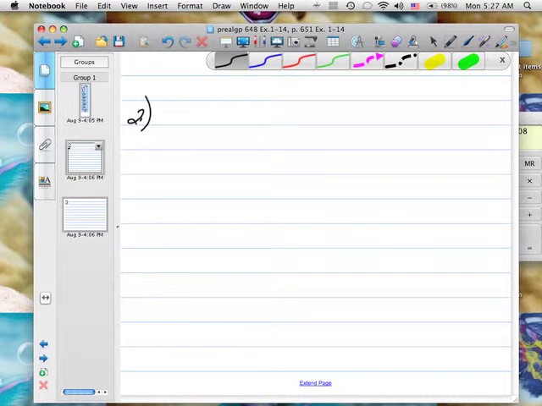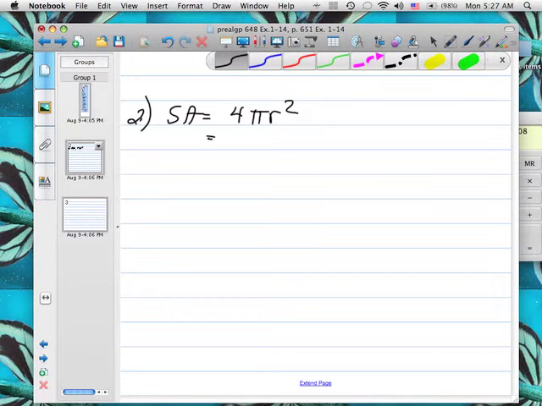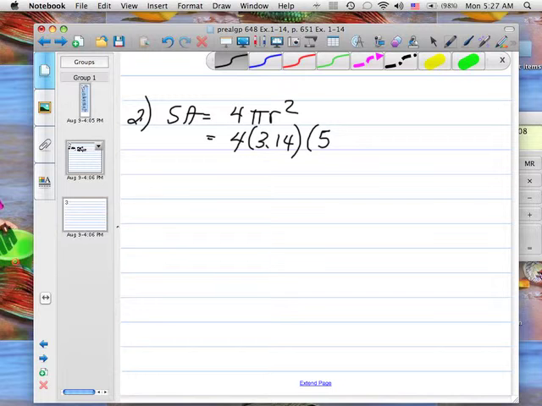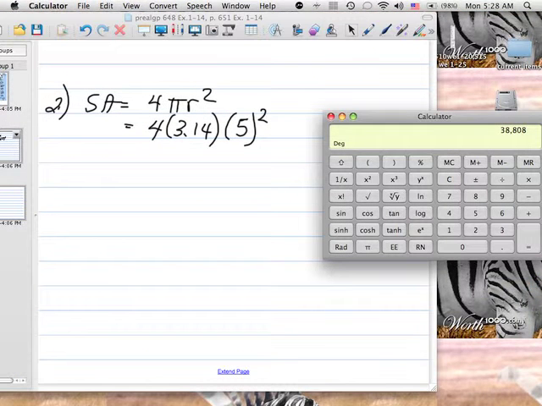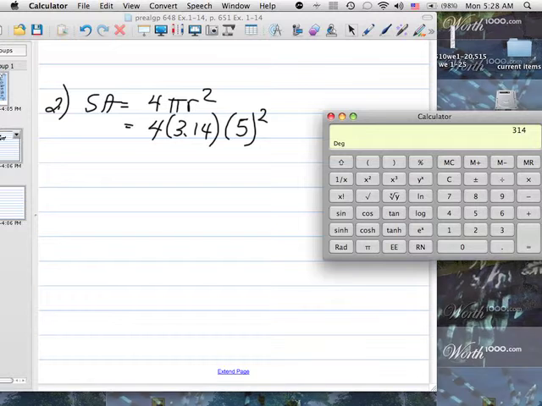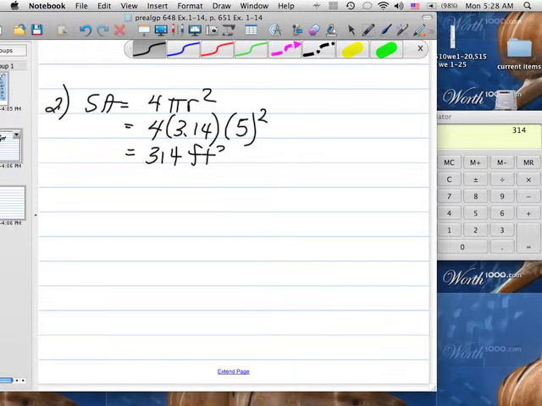So problem number 2, we're to find the surface area. So surface area equals 4 pi r squared, 4 circles. So 5 is not divisible by 7, so 4 times 3.14 times 5 squared. So if we're using our calculator, 4 times 3.14 times 5 squared is 314, and it's surface area, so 314 feet squared.